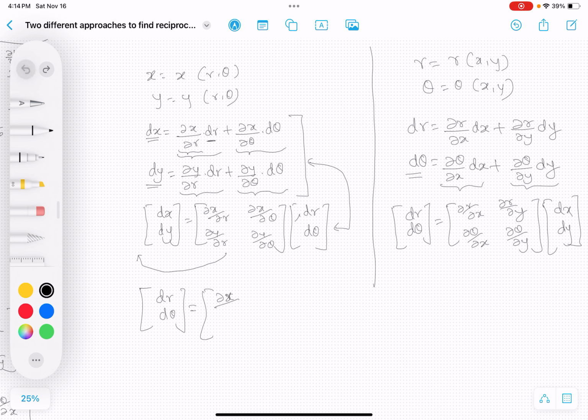Sorry, I'm sorry that my handwriting is getting worse. Okay, so what I'm trying to do is I'm trying to take this matrix to the other side. So dr d theta is now alone. So this is partial x partial r, partial x partial theta, partial y partial r, partial y partial theta, inverse times dx dy. Right? Now notice that again, these two equations are the same. We have dx dy in the end, dr d theta over here. So that means this matrix and this matrix must be the same.